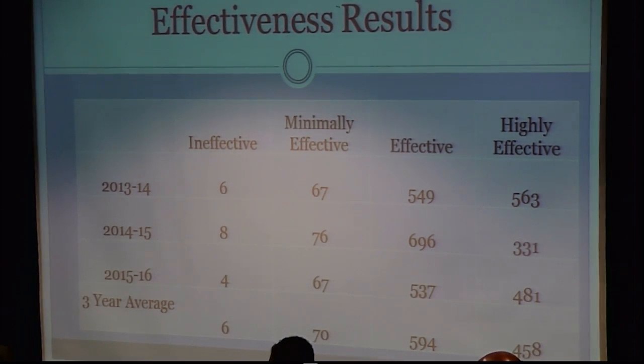Minimally effective, I think, there's one spike in 2014-15, but again, 10 isn't really a lot. Effective has been pretty consistent, and highly effective has been fairly consistent. So I think that shows that the process has been used fairly consistently in the last few years, even with the differences in the state law, the 25% versus 40% student growth.